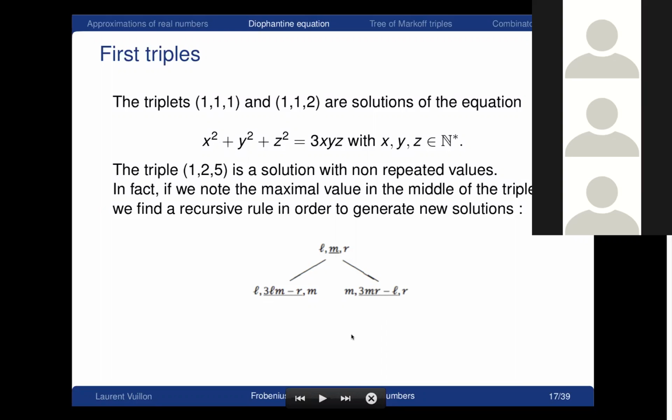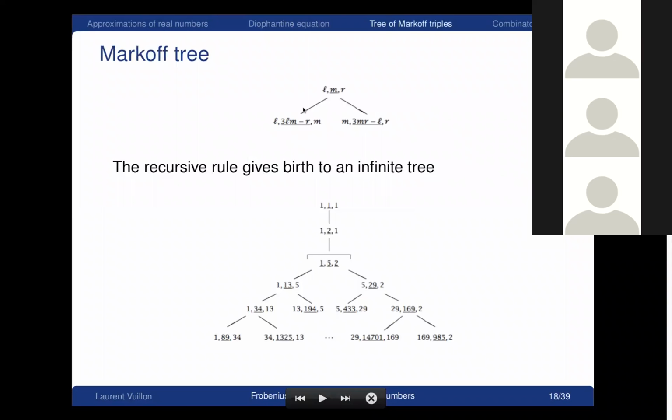And then you can compute all triplets like this. So we have this rule, and we have the infinite tree. So here you can see the first triplet, degenerated triplets. And this is your tree rooted in the triplet 1, 5, 2. And here also, in each position, you have a binary tree. So you can add 2 new values and so on and construct your tree.